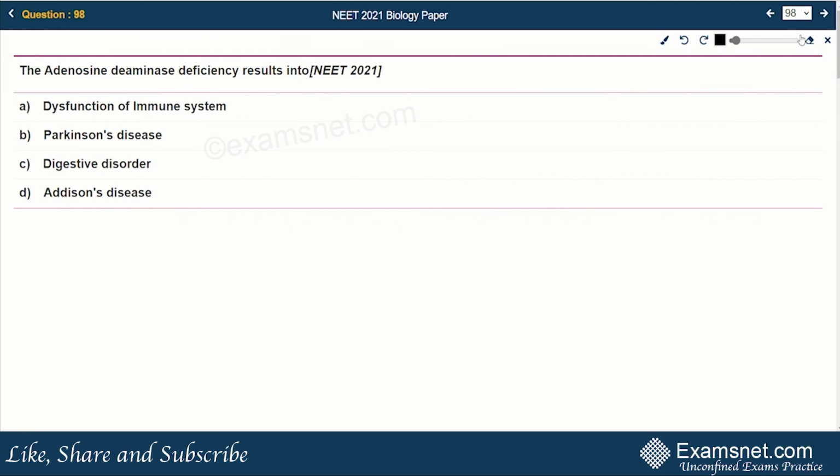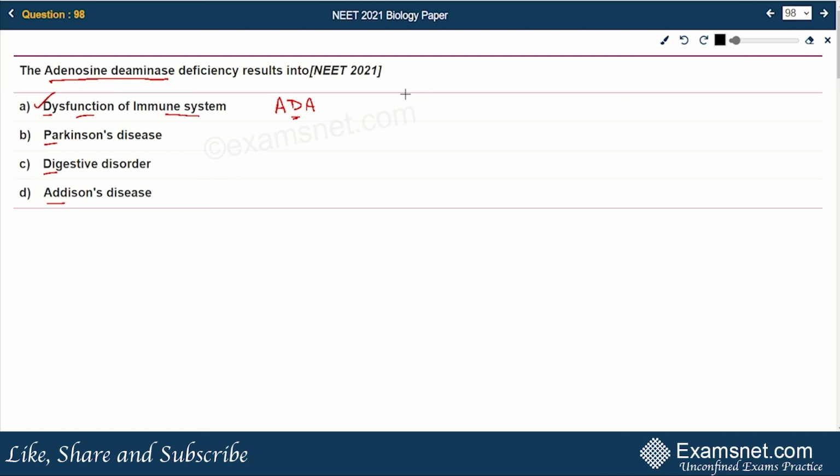Question number 98 is from the chapter Biotechnology and its Applications, class 12. The question is, the adenosine deaminase deficiency results into, and the options are dysfunction of immune system, Parkinson's disease, digestive disorder, and Addison's disease. So the correct option is option A. This is a very direct question. We just have to remember that adenosine deaminase, that is ADA, is responsible for the proper functioning of immune system. Therefore, its deficiency will result into the dysfunction of immune system. Therefore, option A will be the correct answer here.